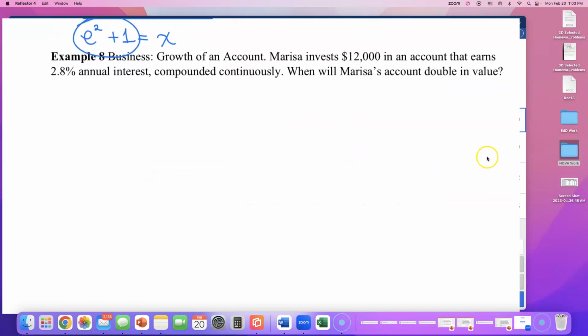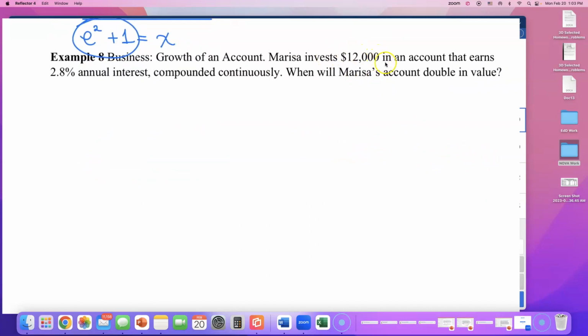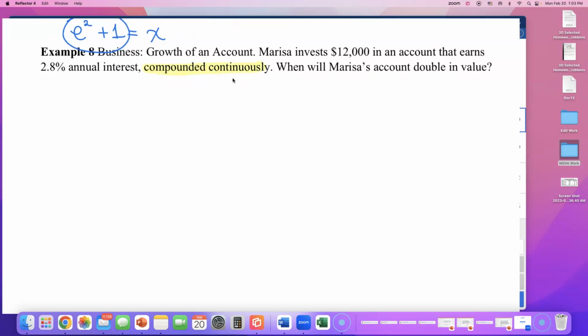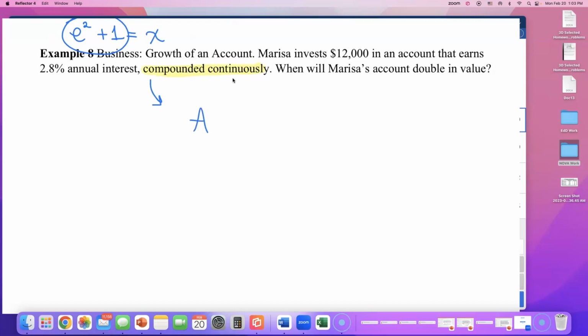Growth of an account. Marissa invests $12,000 in an account that earns 2.8% annual interest compounded continuously. Whenever you see this phrase, compounded continuously, you should write down the formula A equals Pe^(rt). That is the equation for compounded continuously. Now, they're asking, when will Marissa's account double in value? She had how much money in the beginning? $12,000. That's her principal.